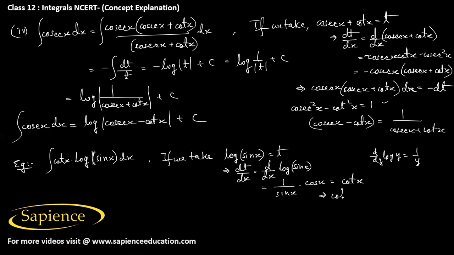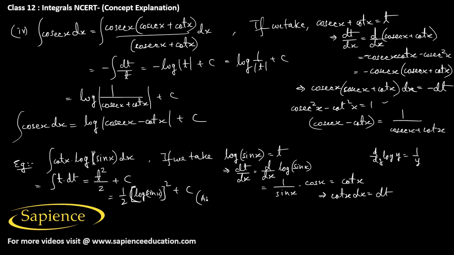So therefore, cot x dx can be written as dt. So this is integral t into dt, since cot x dx I can write as dt. So this will be equal to t square by 2 plus c. So this will be 1 by 2 into t square, which is 1 by 2 into log of sin x whole square plus c. Okay. So this is the final answer for this.